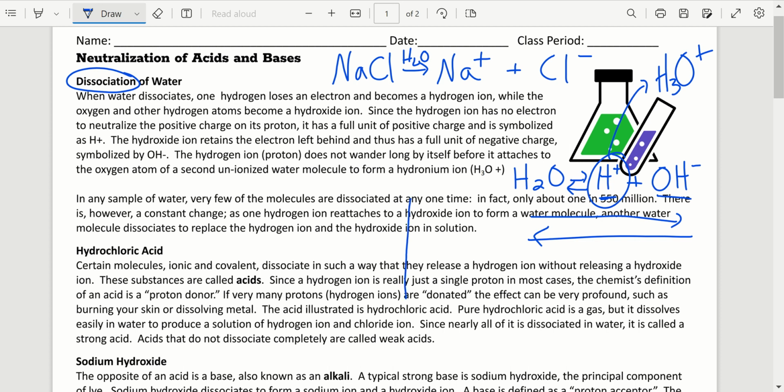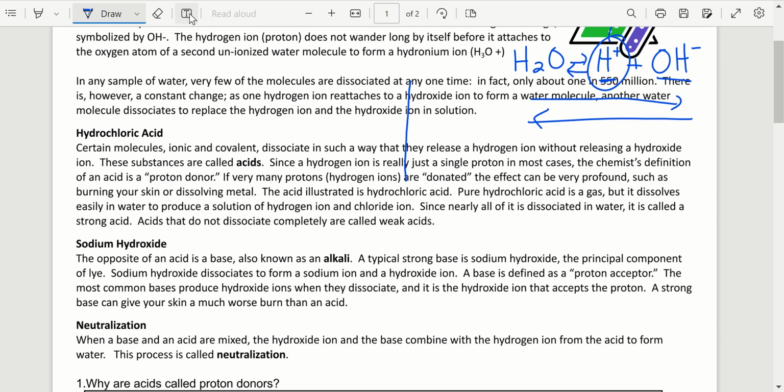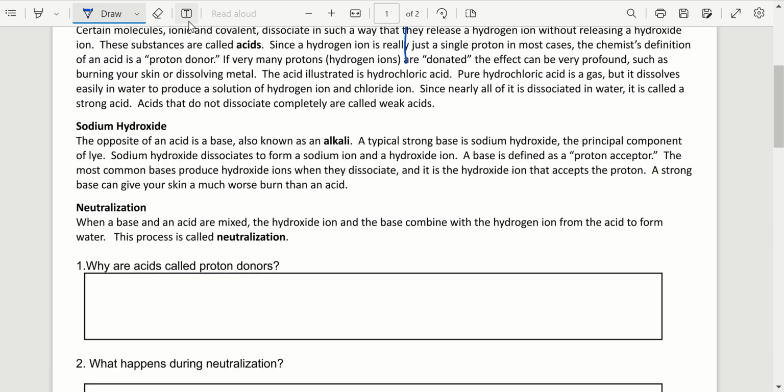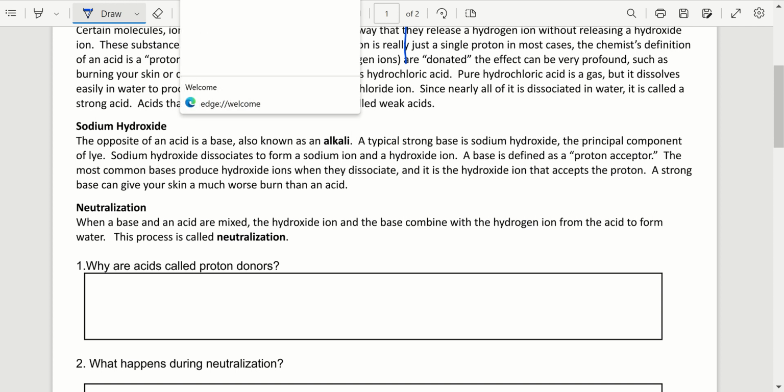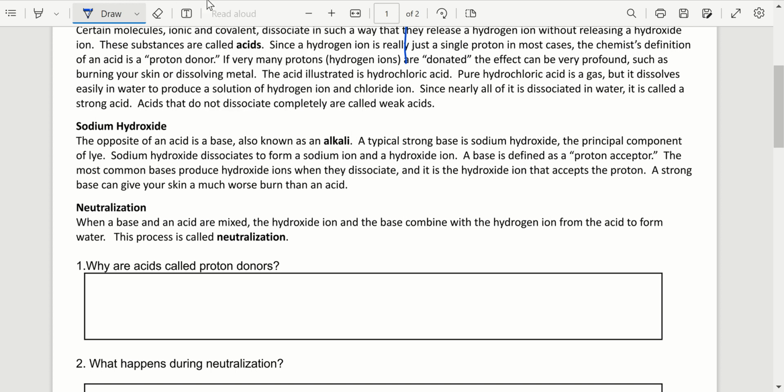All right, so let's look at hydrochloric acid. Certain molecules, ionic and covalent, dissociate in such a way that they release a hydrogen ion without releasing a hydroxide ion. Okay? These substances are called acids. So acids are going to produce H pluses as their only positive ion. This is the Arrhenius definition of an acid. But remember, these rarely hang out by themselves. So we could also say that acids produce hydronium ions.